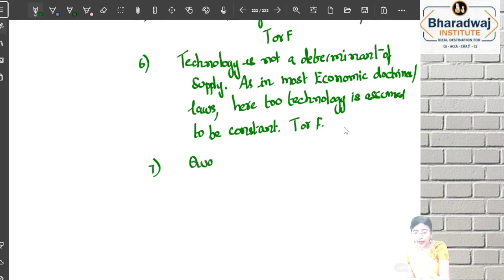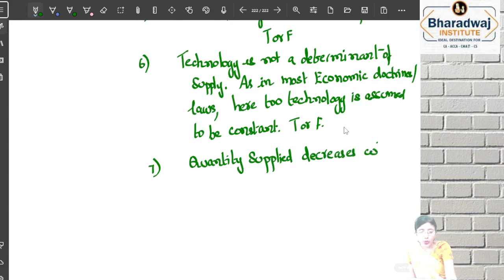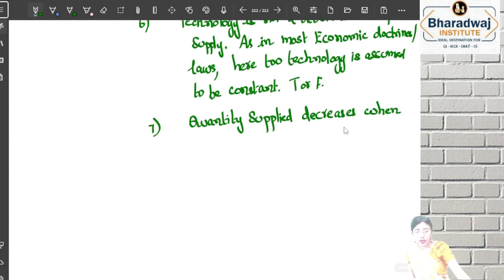Quantity supplied decreases. Quantity supplied decreases when population falls.